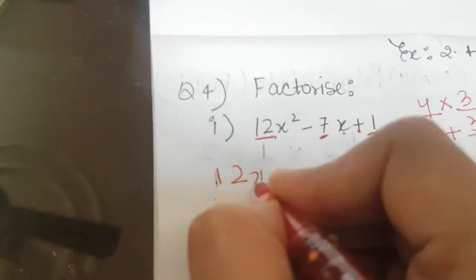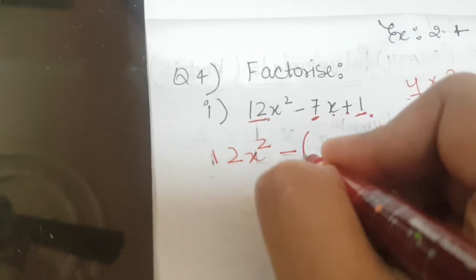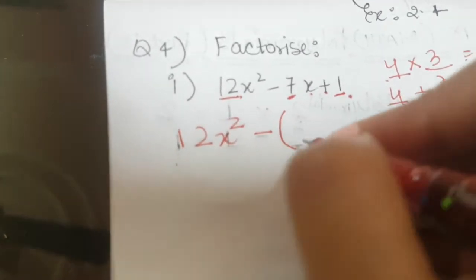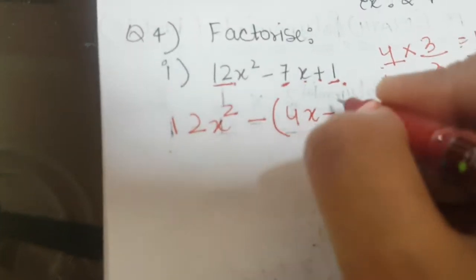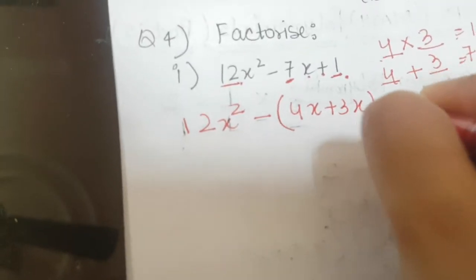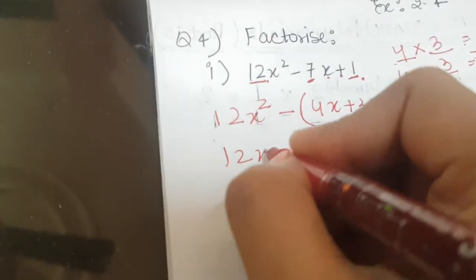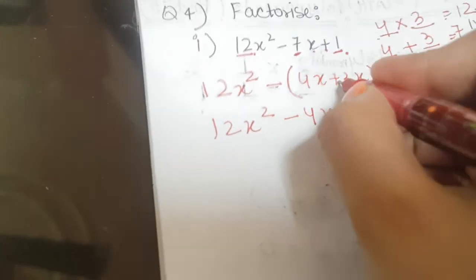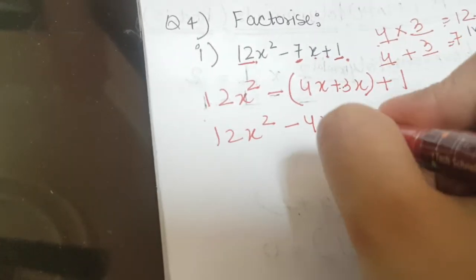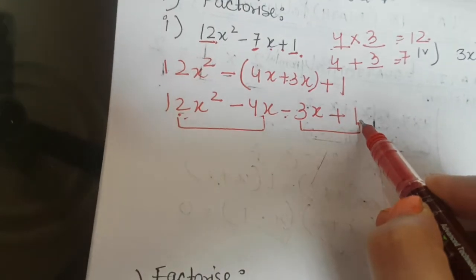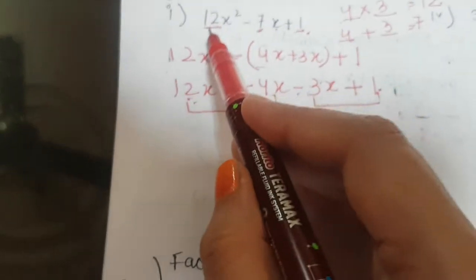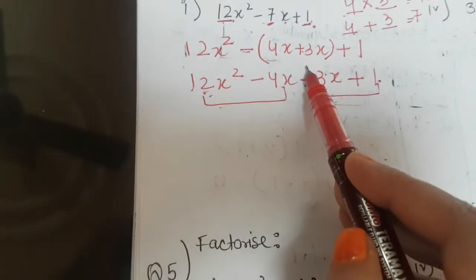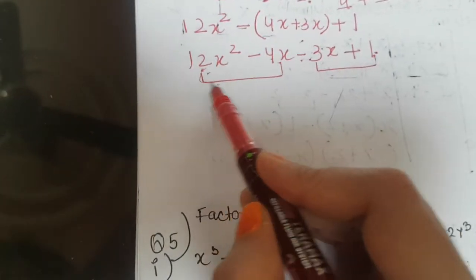So start doing 12x square minus, always write in bracket, because if there is a minus sign here, we have to change the sign inside. 4x plus 3x plus 1. Now open the bracket, minus 4x minus 3x plus 1. The first and last terms will be written as it is, only we have to split the middle one. Okay, now make two pairs.